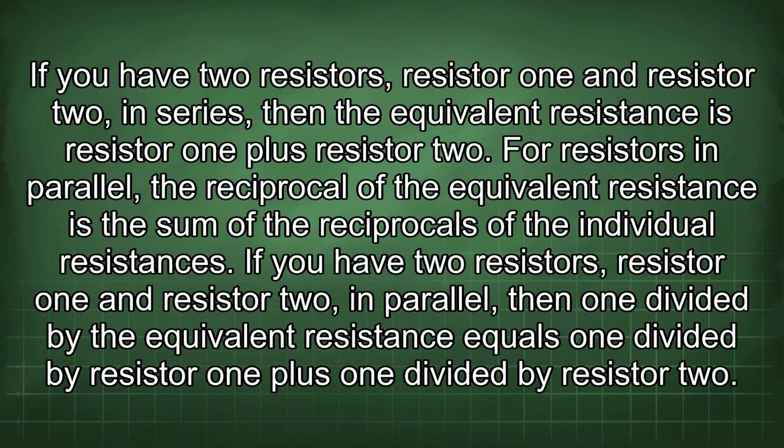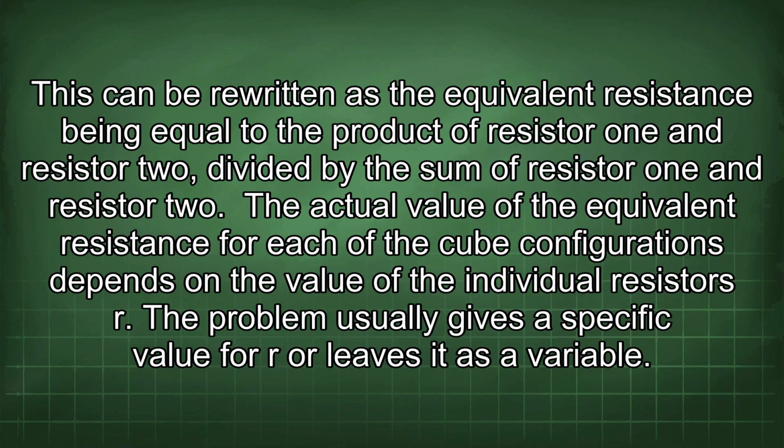If you have 2 resistors, resistor 1 and resistor 2 in parallel, then 1 divided by the equivalent resistance equals 1 divided by resistor 1 plus 1 divided by resistor 2. This can be rewritten as the equivalent resistance being equal to the product of resistor 1 and resistor 2 divided by the sum of resistor 1 and resistor 2.